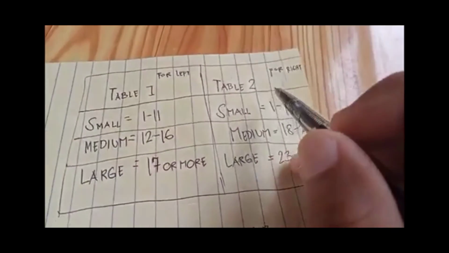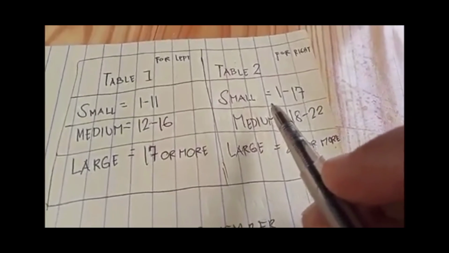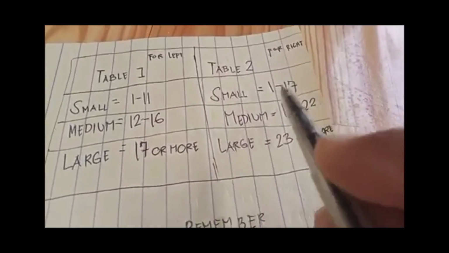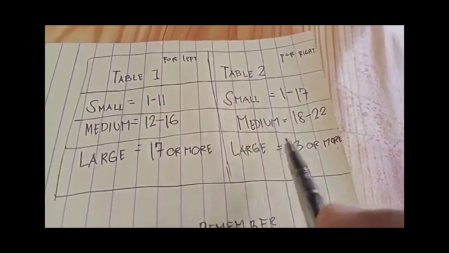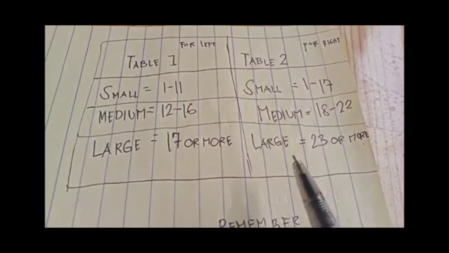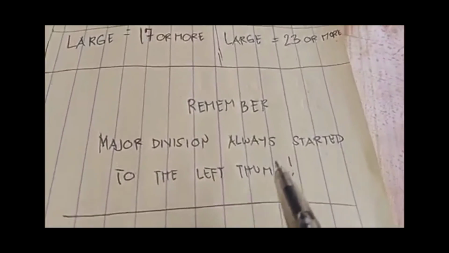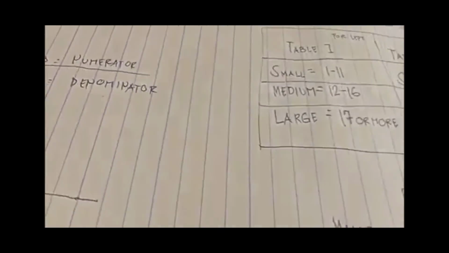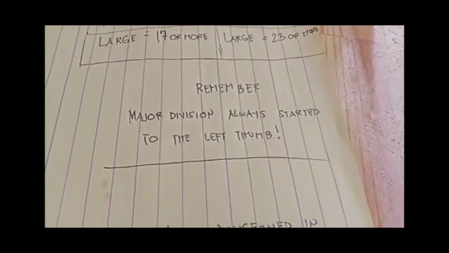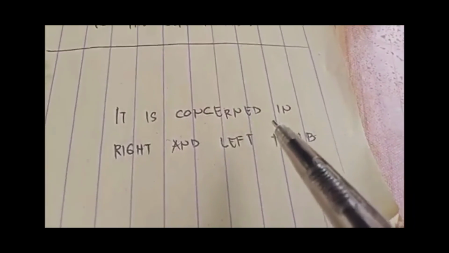And for the right thumb, it has a symbol of small if it has a 1 up to 17 ridge count, 18 to 22 ridge counts is medium, and 23 or more is large. But remember that the major division always starts with the left thumb, or it will always start in the denominator. And remember also that the major division is concerned with the right and left thumb.